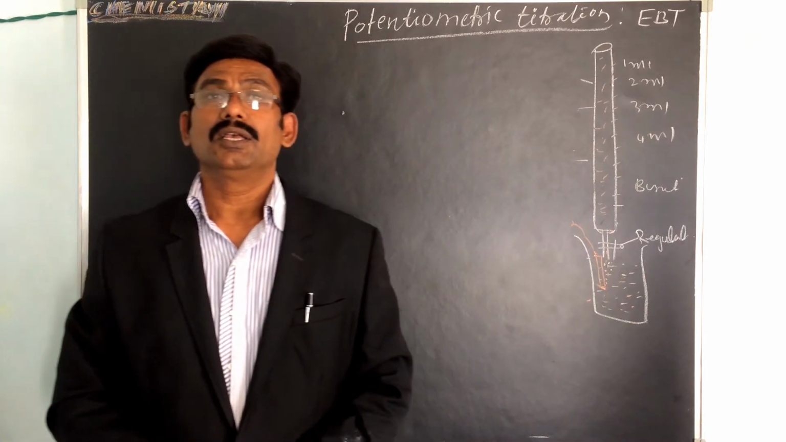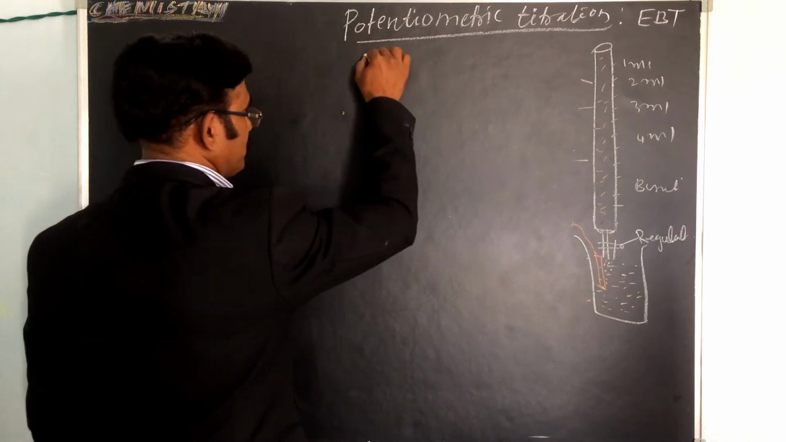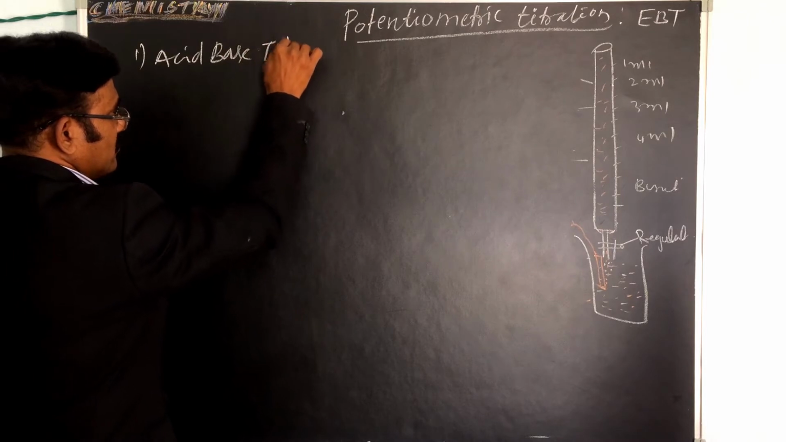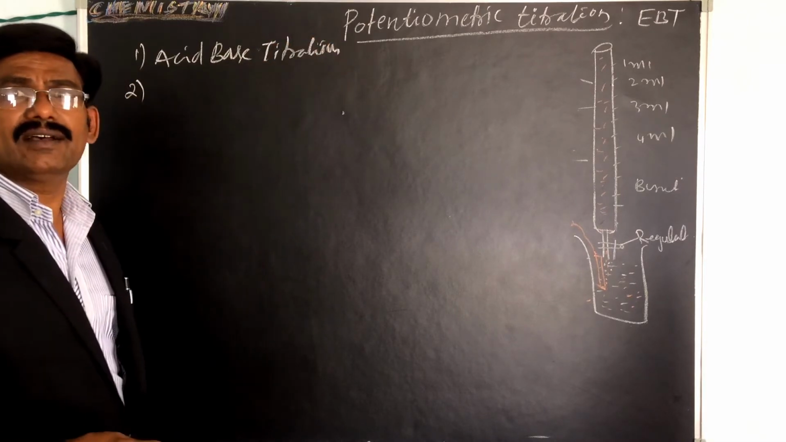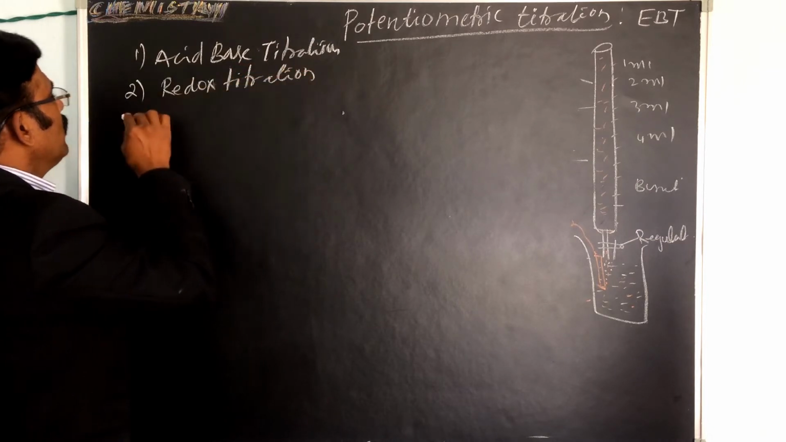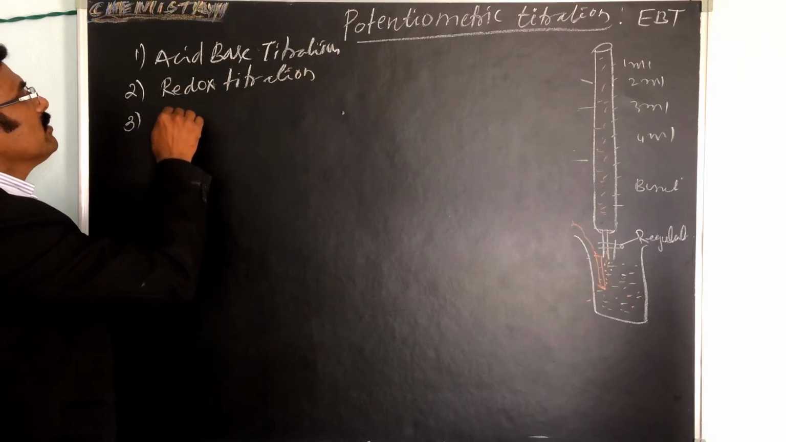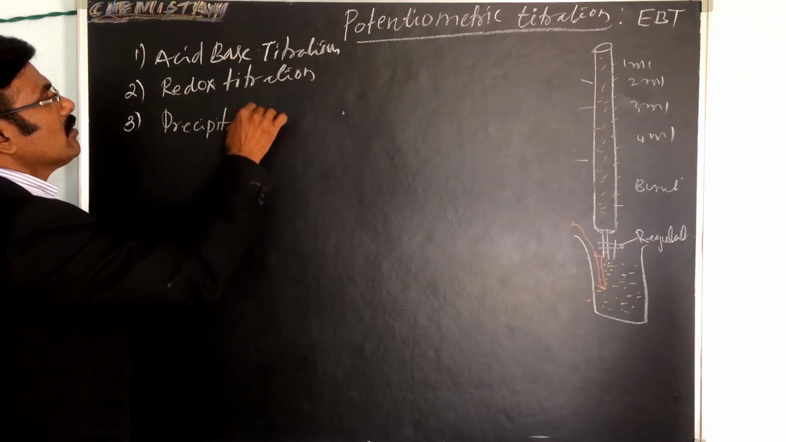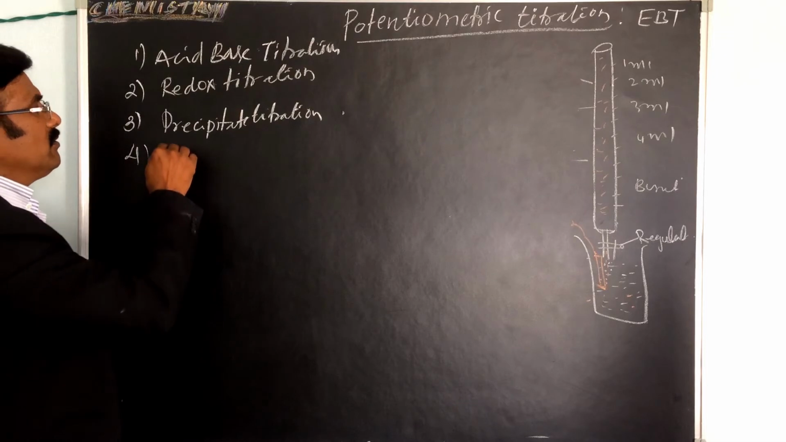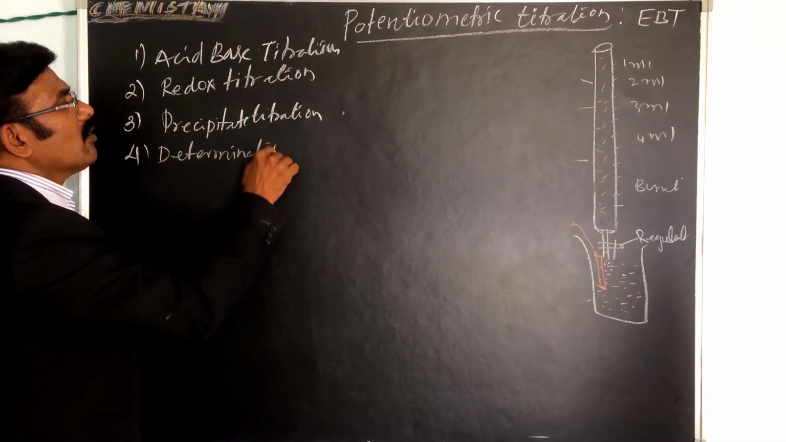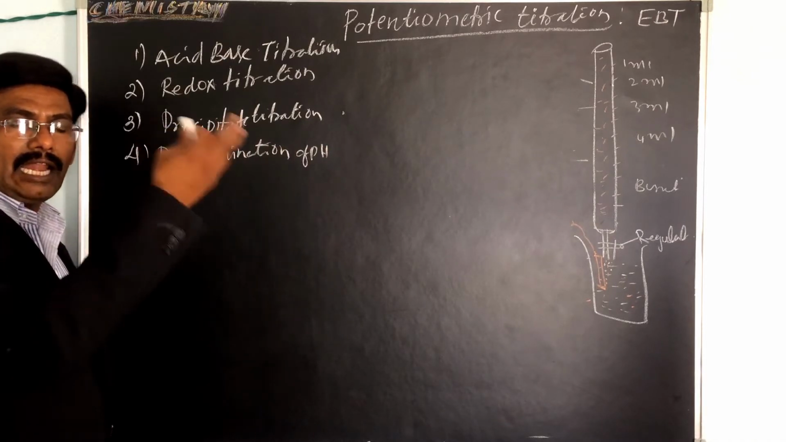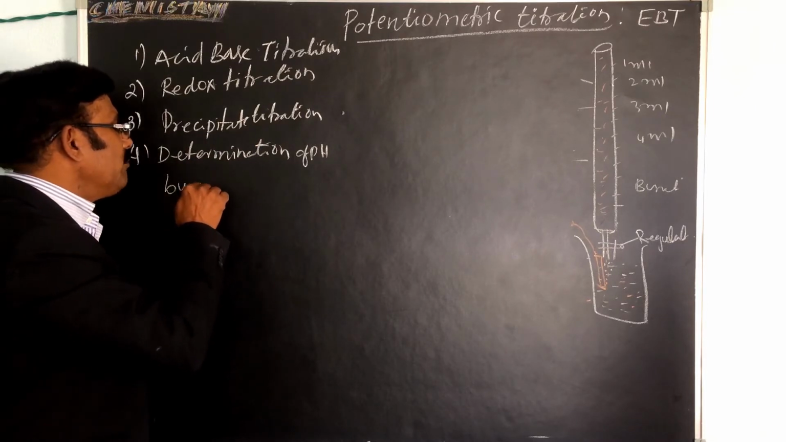So they are subdivided: one is the acid-base titration, second one is the redox titration, third one is the precipitate titration, and fourth one is the determination of pH by the electromotive force method, that is standard electrode potential, we can say by the EMF method.